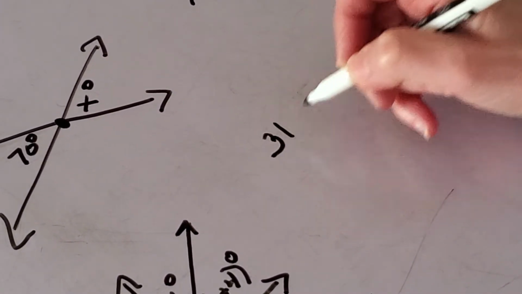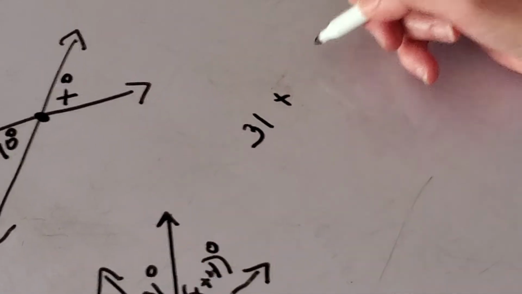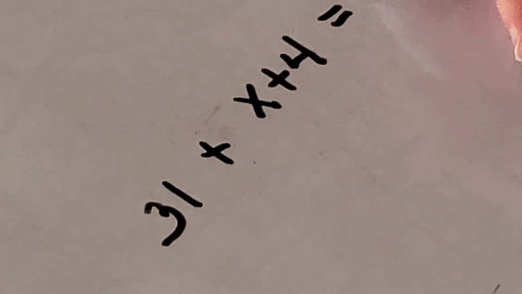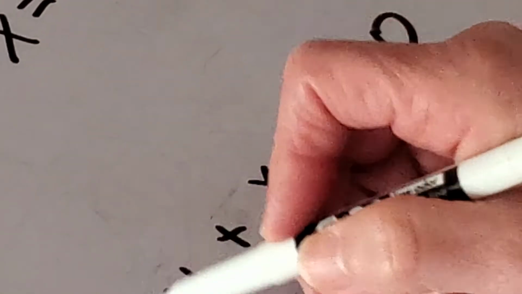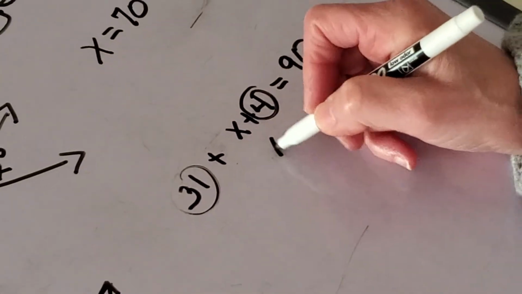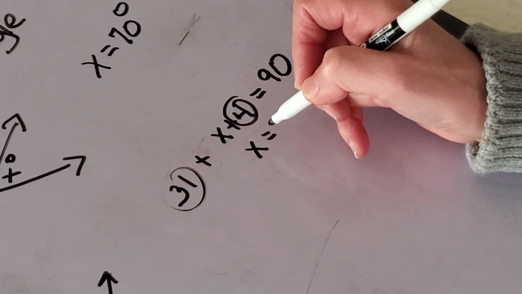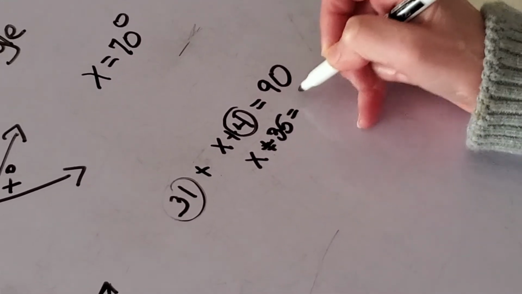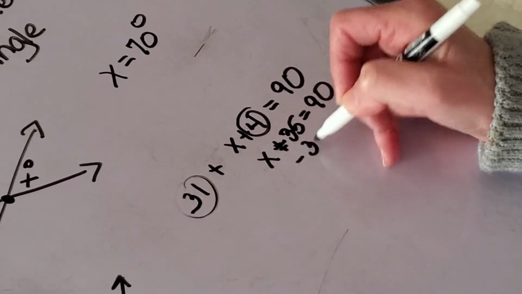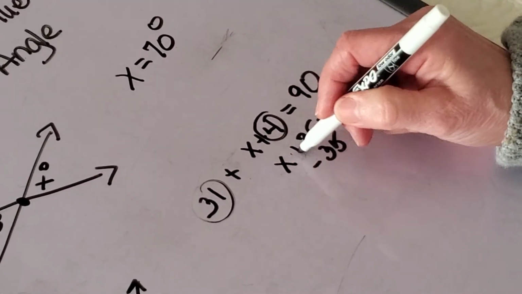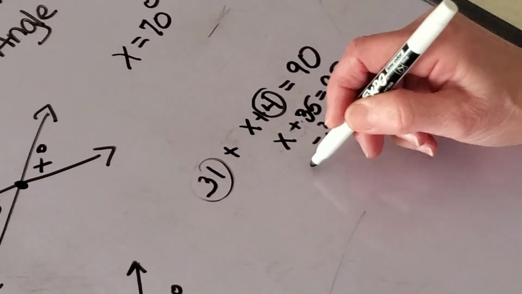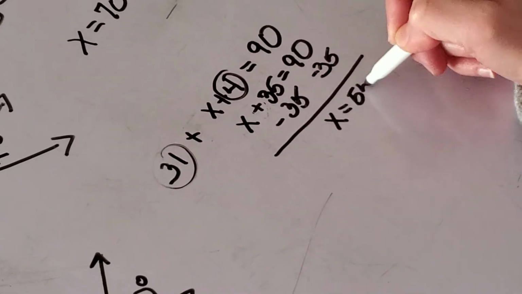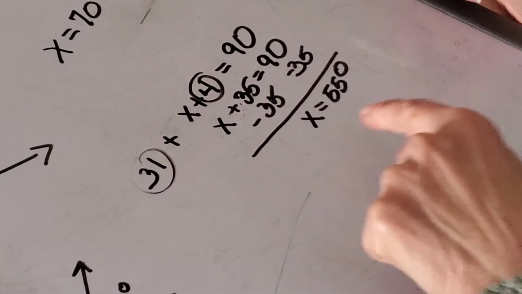I'm going to write my 31 plus my second degree, which is x plus 4, and those two should equal 90 degrees. Combining my constant terms, I have x plus 35 is equal to 90. I'm going to subtract 35 from both sides. So x is equal to 55 degrees. That is the value of x.